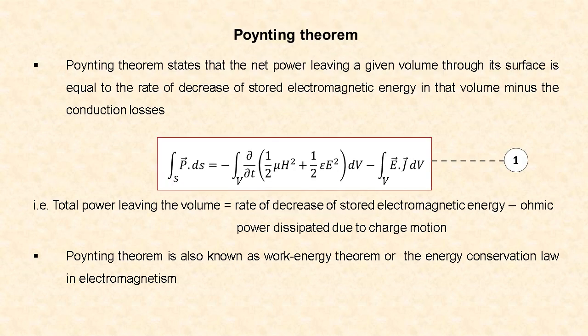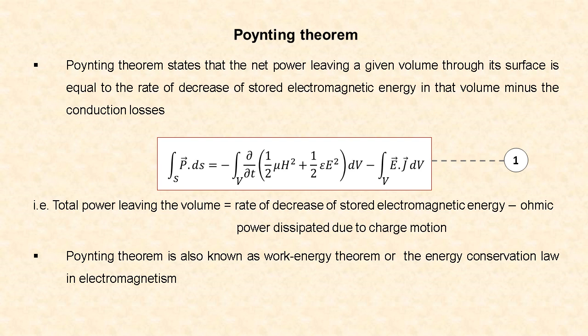We are going to see about Poynting theorem. Poynting theorem states that the net power leaving a given volume through its surface is equal to the rate of decrease of stored electromagnetic energy in that volume minus the conduction losses.